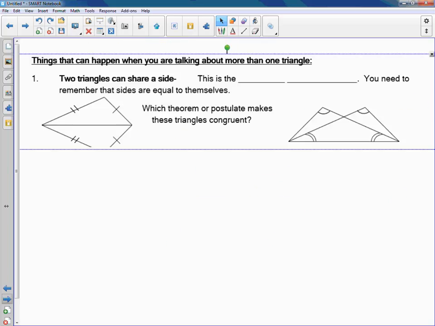The first one is called shared side. If the two triangles share a side, this is called the reflexive property. Okay? You are going to need to remember that those sides are congruent to themselves.